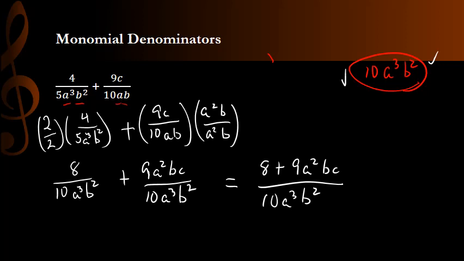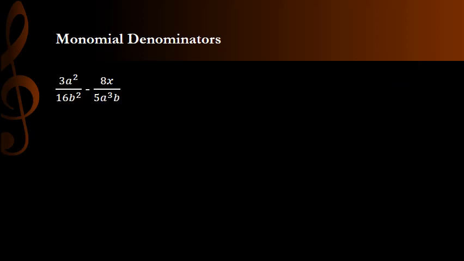All right, we'll take a look at one more. This time I've got 3a squared over 16b squared minus 8x over 5a cubed b. Okay, I want to think about what's my least common denominator. I'm going to look at my variables first. I've got an a cubed and a b squared, so I've got a cubed b squared. And let's see, 16 and 5. 5 times 1, 4 times 4, 8 times 2. Well, I think it's just going to be 16 times 5, unfortunately.